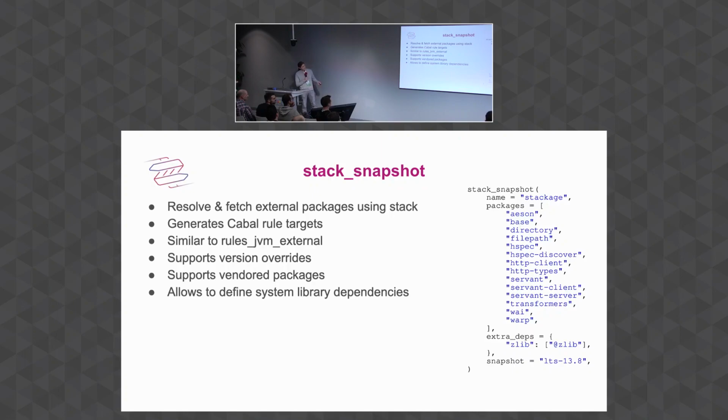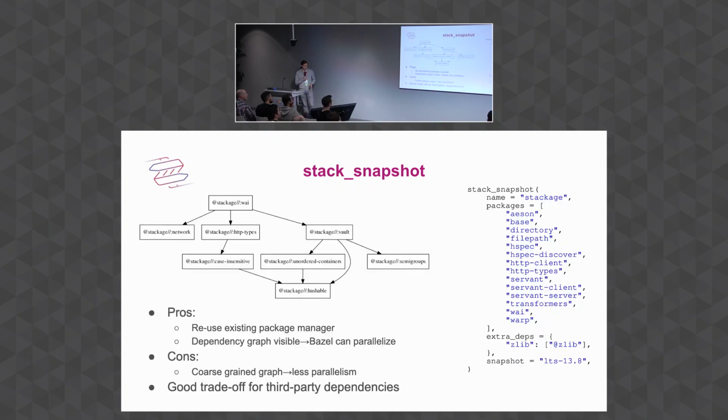And yeah, a use case example is on the right side of the slide. So you can also introduce C library dependencies. Stack has curated lists of compatible versions. You can pick the snapshot that you want to use. For an example of what a dependency graph might look like, this is a subset of the dependency graph generated from the call on the right side of the slide.